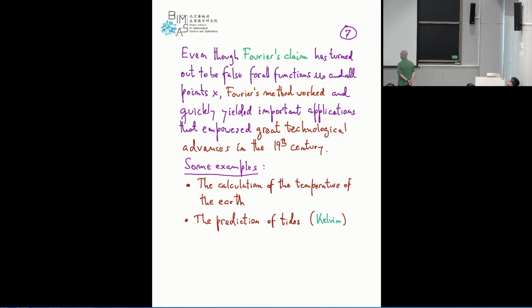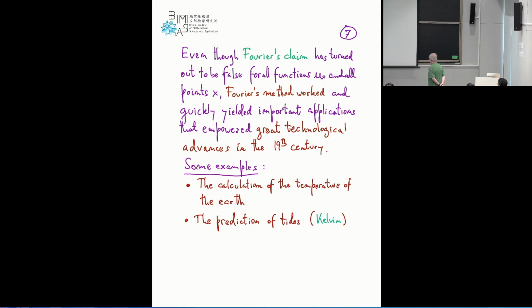So let me give you some of the examples that were achieved through Fourier's method. The first one is the calculation of the temperature of the Earth. So suppose you know the distribution of the temperature on the surface of the Earth. How do you find the temperature inside? The answer is you solve the heat equation. Okay?